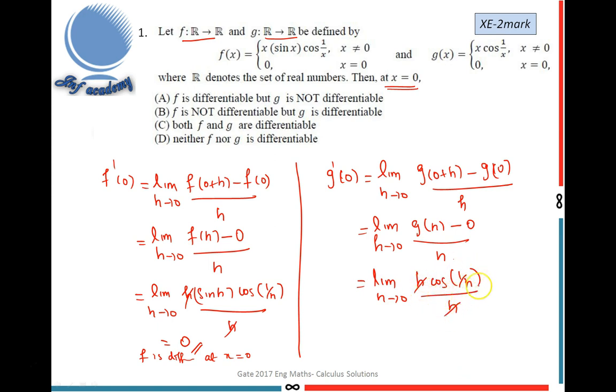In this case cos of 1 by h has no limit as h tends to 0. The limit does not exist, so g is not differentiable at x equal to 0. f is differentiable at x equal to 0, but g is not differentiable at x equal to 0. So the final answer is option A.